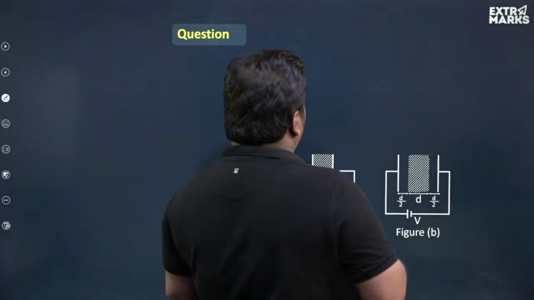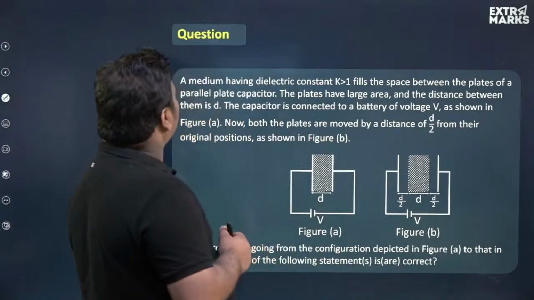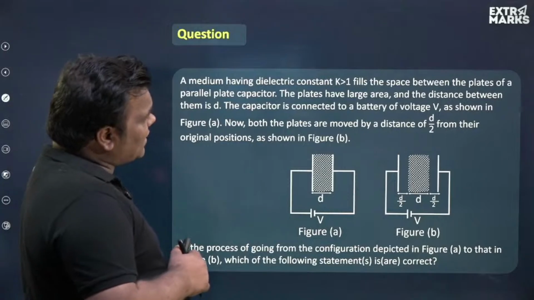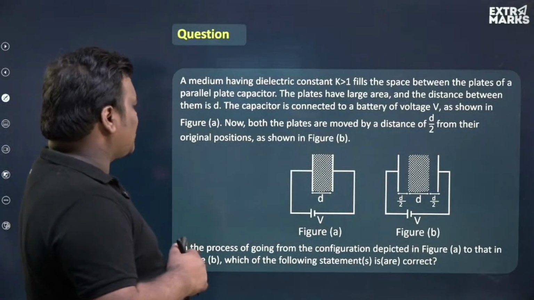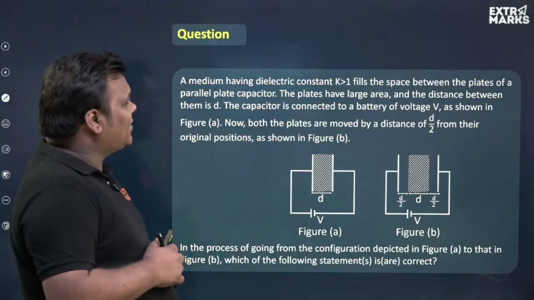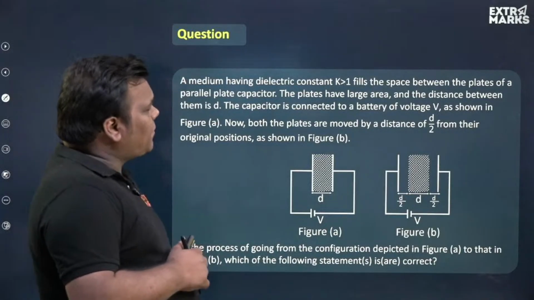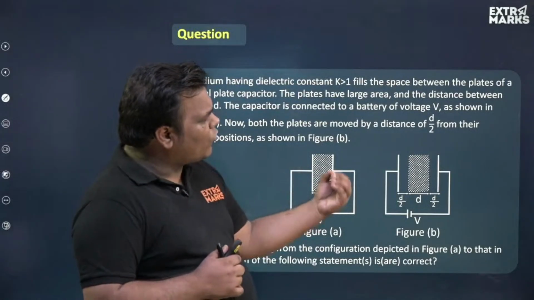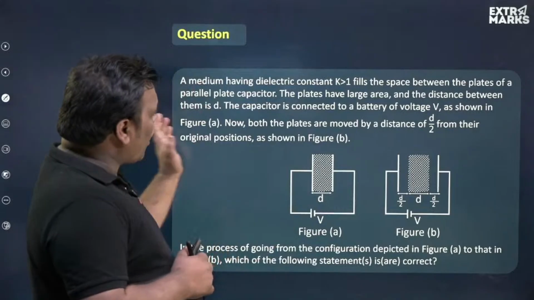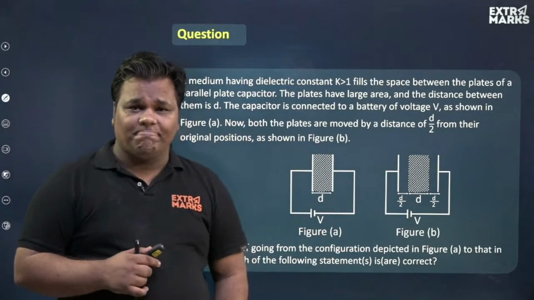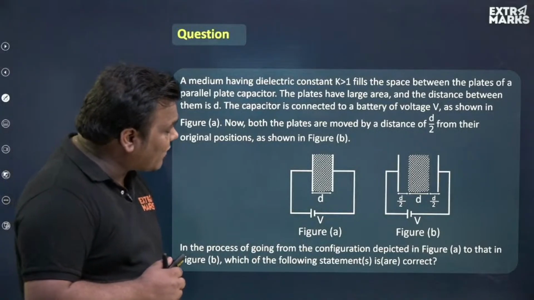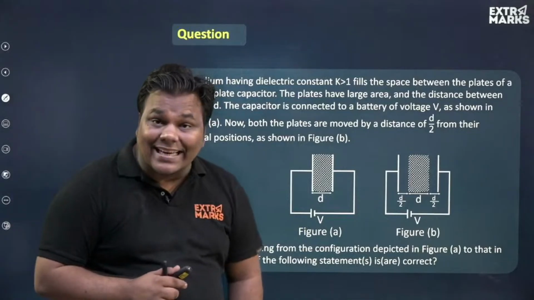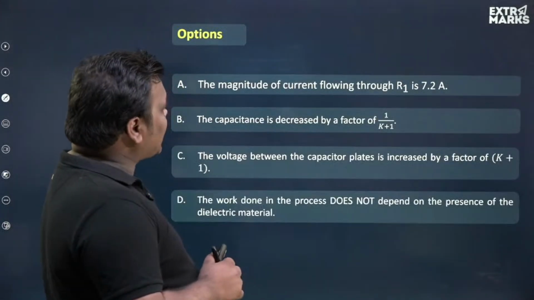Moving to the next question, that was also beautiful. A medium having dielectric constant K greater than 1 fills the space between the plates of a parallel plate capacitor. The plates have large area and the distance between them is D. The capacitor is connected to a battery of voltage V as shown in the figure. Now both the plates are moved by a distance of D by 2 from their original position as shown in the figure. In the process of going from the configuration depicted in figure A to figure B, which of the following statements are correct? So we have 4 statements.